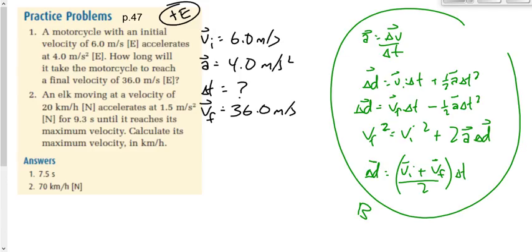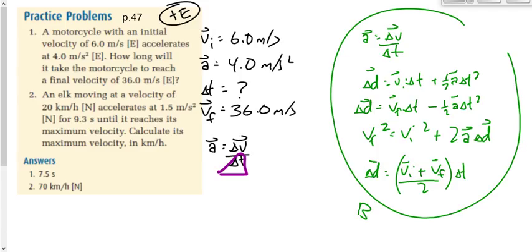Yeah, Jacob? a equals delta v over t. Yeah, that's probably the one that I would use as well. a is equal to delta v over delta t. What are we solving for? Time. Let's go back to the method that we learned for rearranging equations. Time. It's on the bottom. What do we got to do?